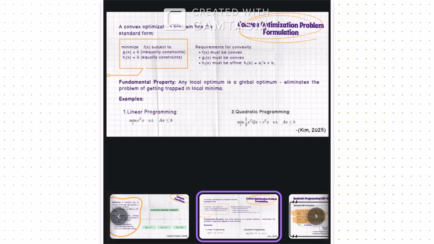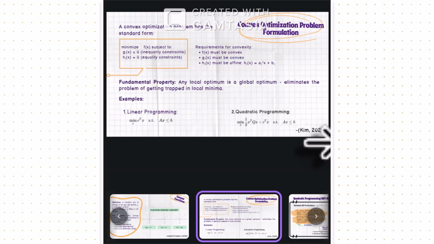So, some of the requirements for convexity to qualify as a convex optimization problem, the following must hold. First, the objective function f(x) must be convex. Inequality constraints g_i(x) must be convex functions. Equality constraint h_j(x) must be affine, meaning linear in nature.